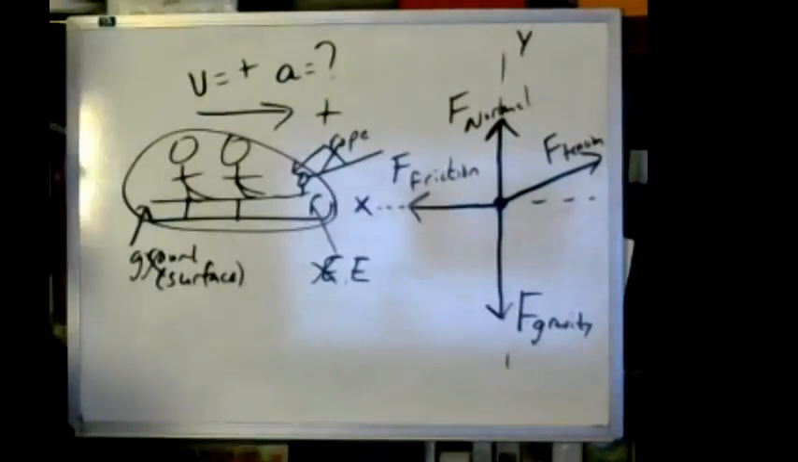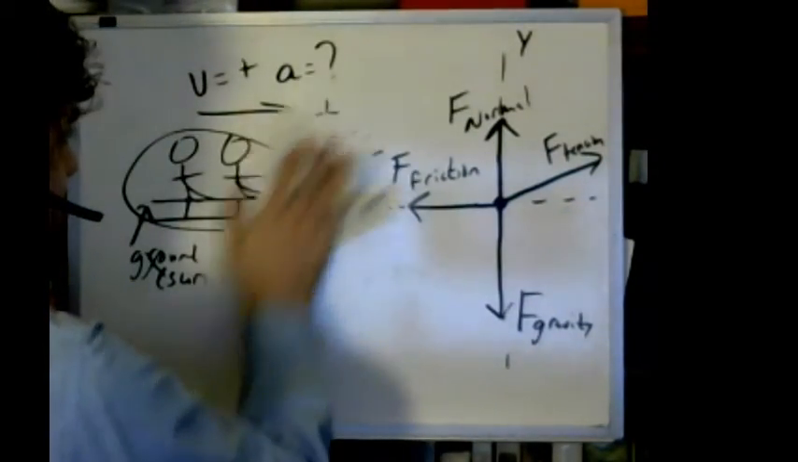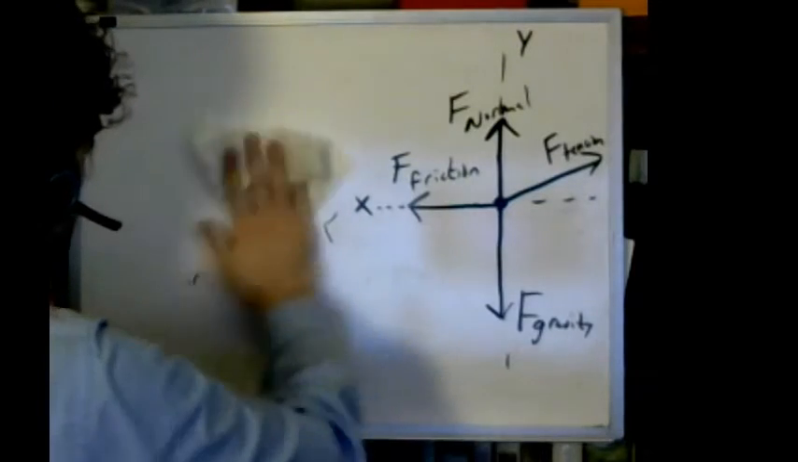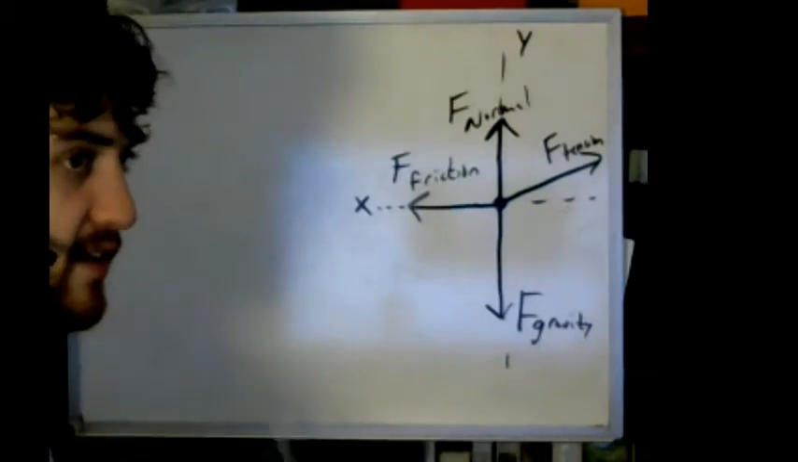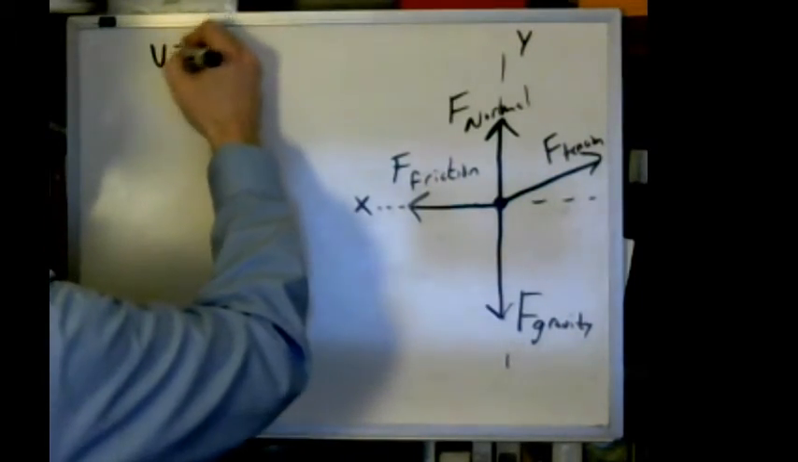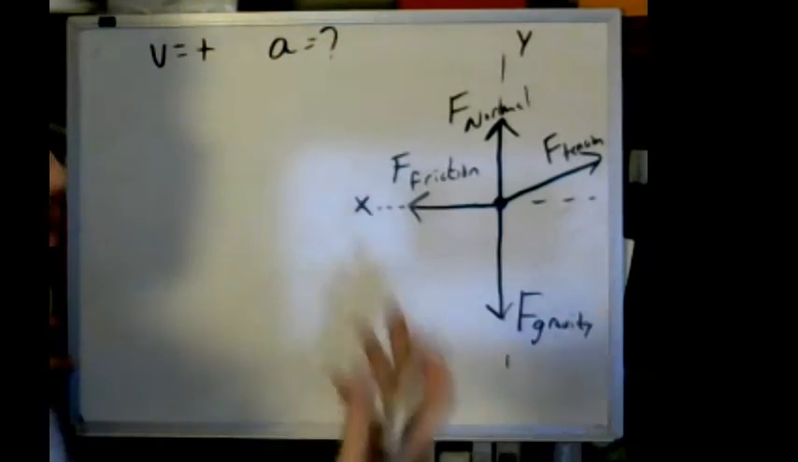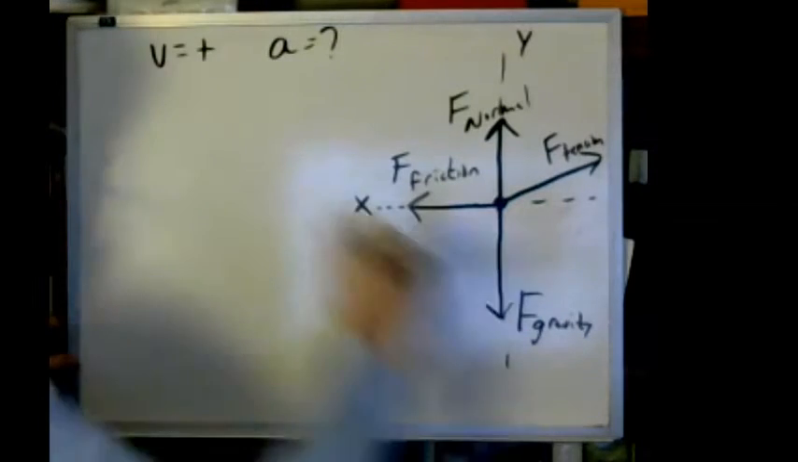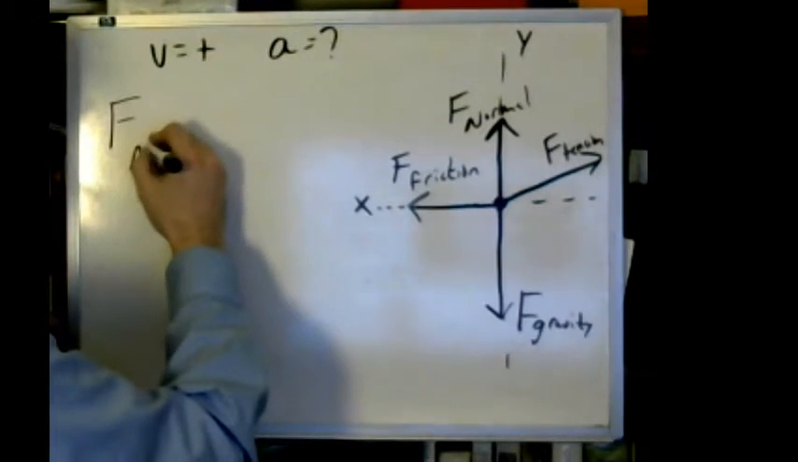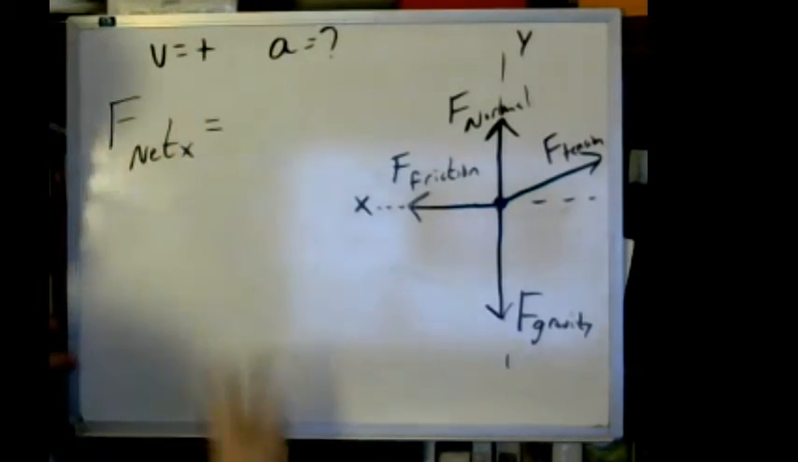I'm going to clear myself up a little bit more room here. Get rid of our system schema so we have some room to work. We are going to remind ourselves of the things we know. We know that the velocity is positive. The acceleration we don't know. We're going to write out our net force equations, F net in the x direction.